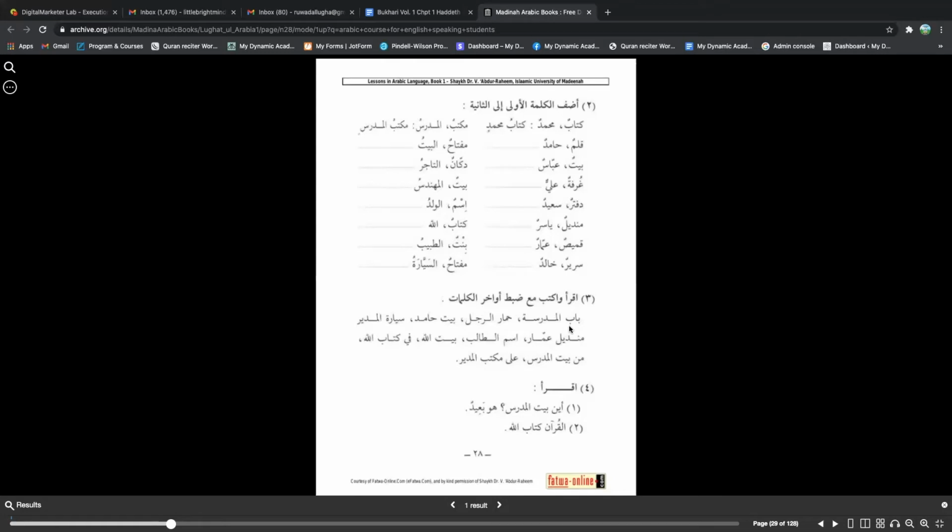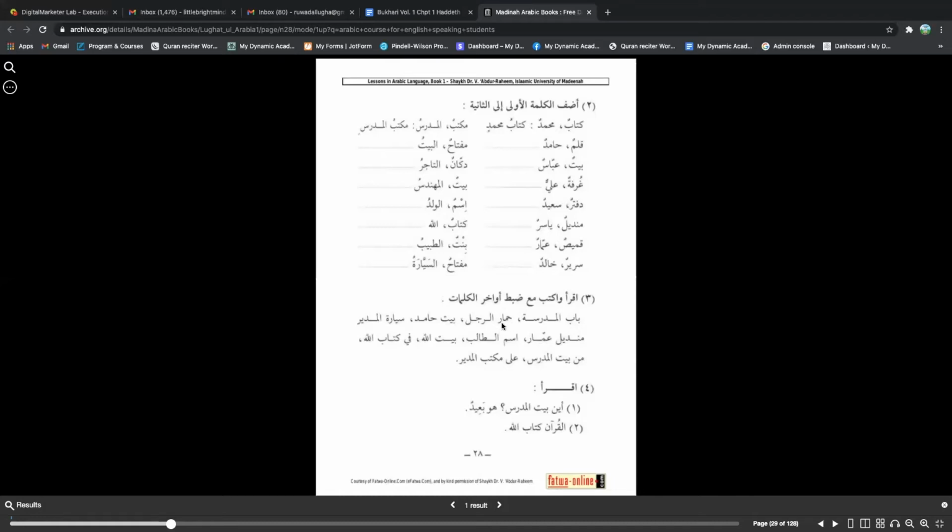So here we have bab, and then we have al-madrasa. Babun is a door, al-madrasa. So we want to indicate that it's the door of the school. So what do you do at the end? In order to make it idafa, remember, get rid of one of the dhammas. So it becomes babu madrasati, because the mudaf ilayhi is going to become majroor. Babu madrasati. So it's the school door, the door of the school.